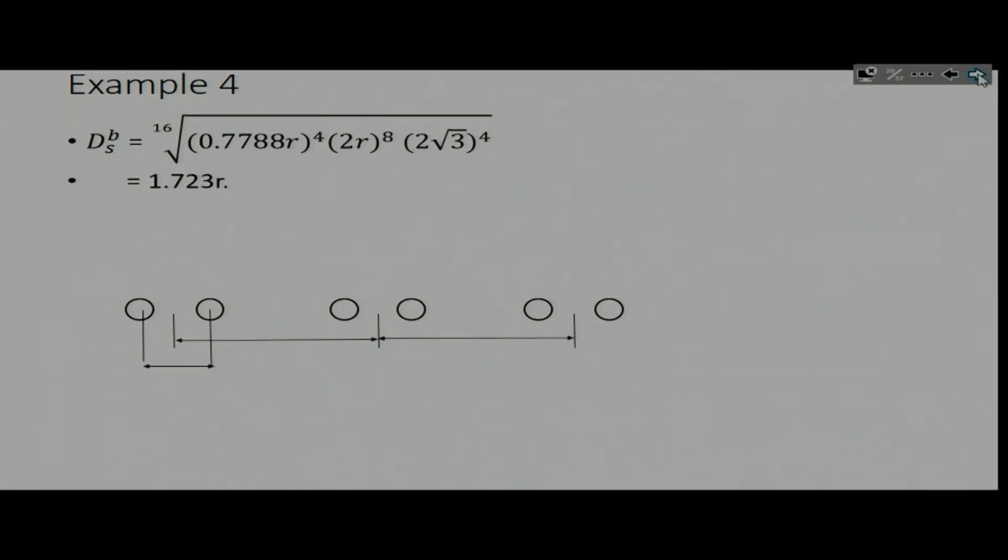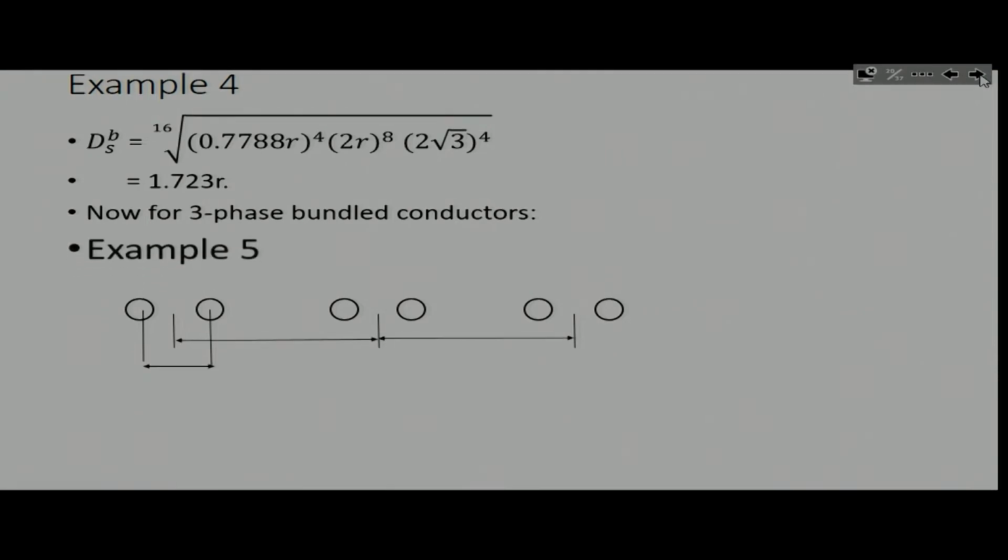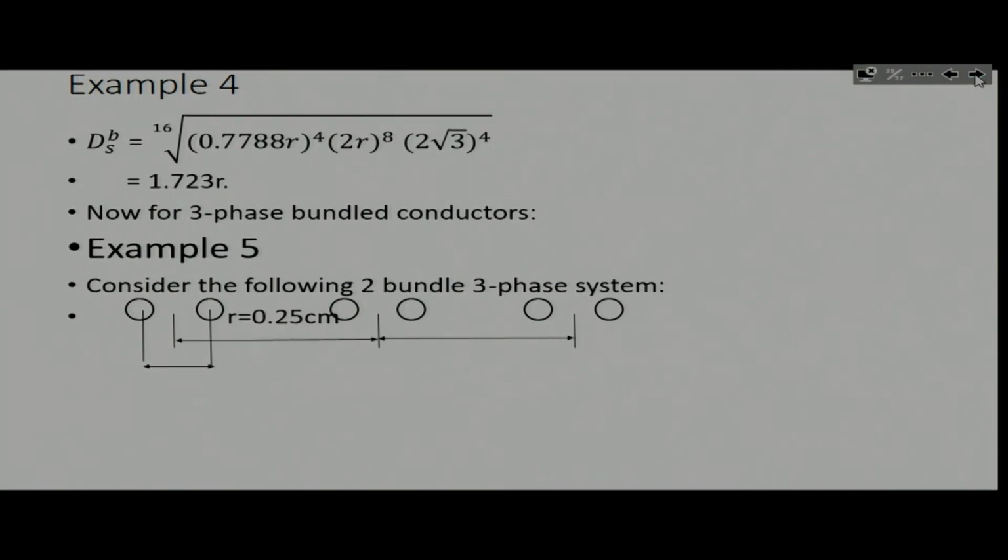Now let's look at the 3-phase bundle conductor. Consider the following 2-bundle 3-phase system. There we have the 1st phase, the 2nd phase, and the 3rd phase. The radius of the conductors is 0.25. They are 6 meters apart, and the distance between the conductors is 0.45 meters. And we have to estimate the inductance per kilometer.